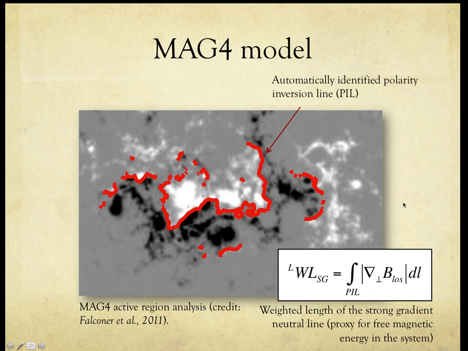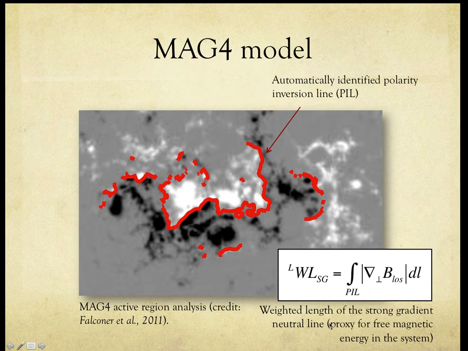What these folks then do, they integrate the gradient of the line of sight component across this polarity inversion line along the polarity inversion line throughout the active region, okay? So they calculate the gradient of the line of sight across the polarity inversion line and then integrate that quantity throughout the entire active region. And this is what they call weighted length of the strong gradient neutral line. And this is now the proxy for free magnetic energy in the system.